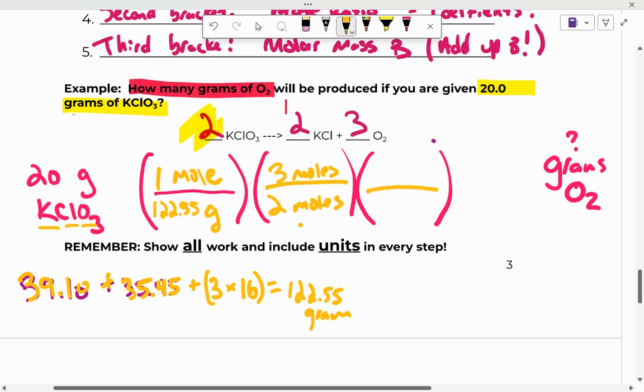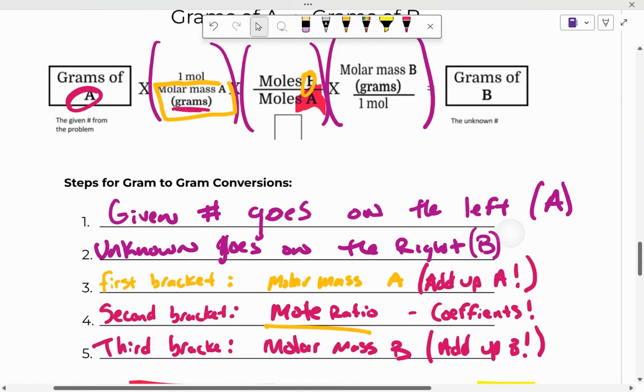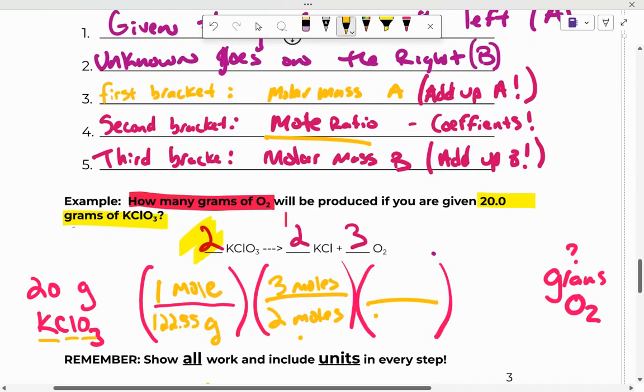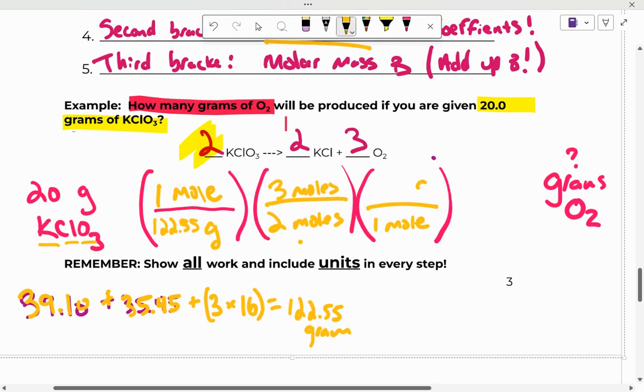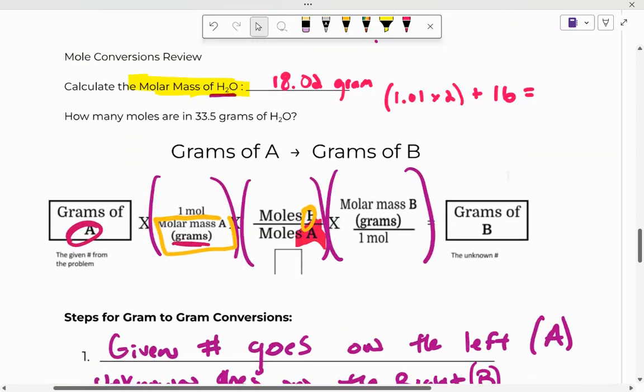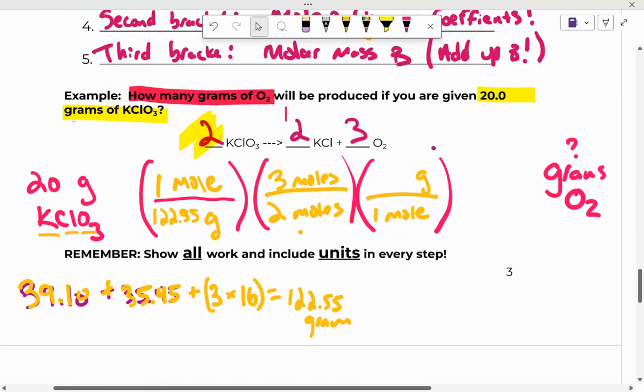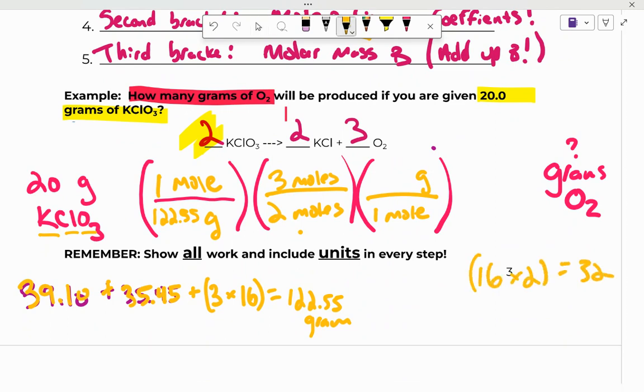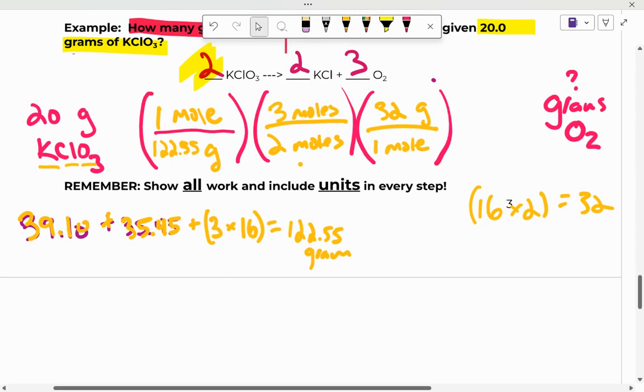Last bracket is this. What does it say in the map? 1 mole on the bottom, and then we just add up whatever O2 is. That goes on top. That's the molar mass right here. The molar mass of B goes on top, which is going to be 16 plus 16 times 2, which is 32, goes on top. That's it. Every time. Okay?